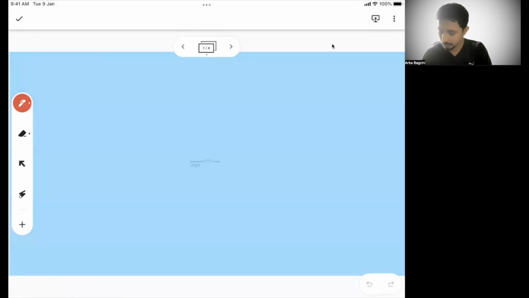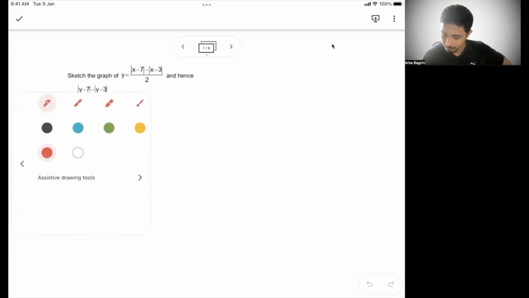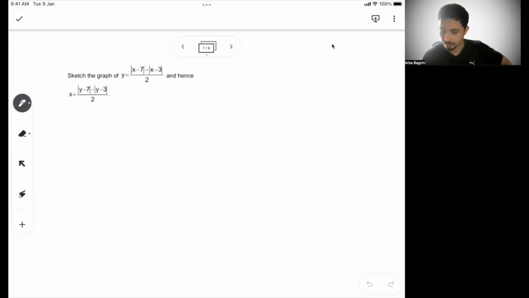Moving to the next problem. Is the graph y equal to mod of x minus 7 minus mod of x minus 3, by 2. Now, if you see this carefully, it's a very interesting graph, right? Mod of x minus 7 minus mod of x minus 3.